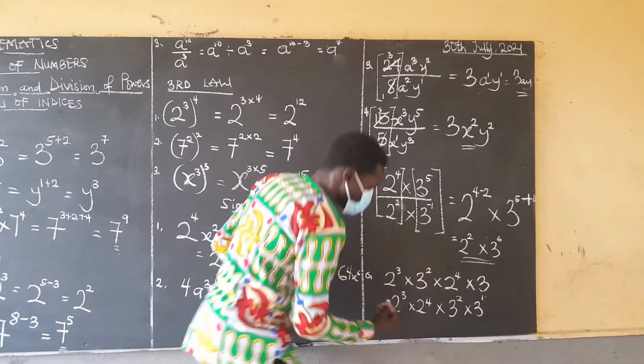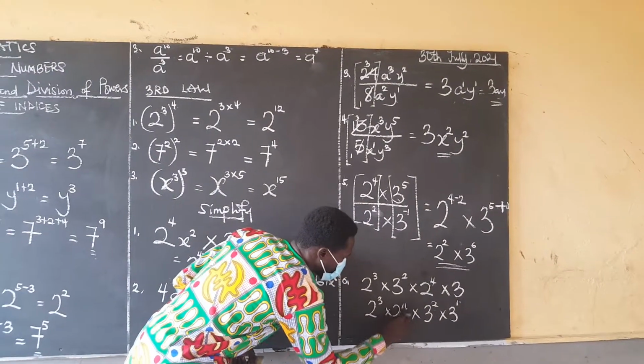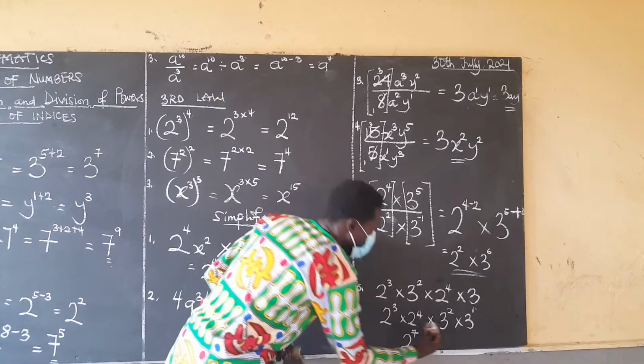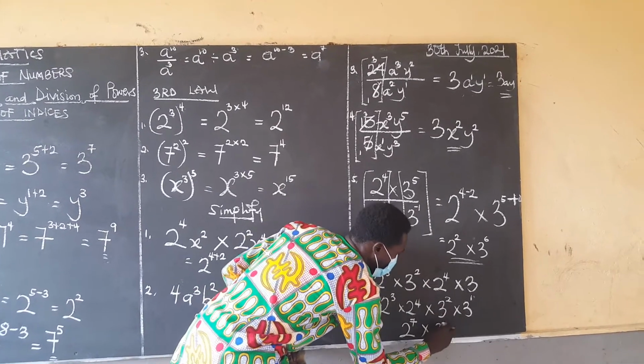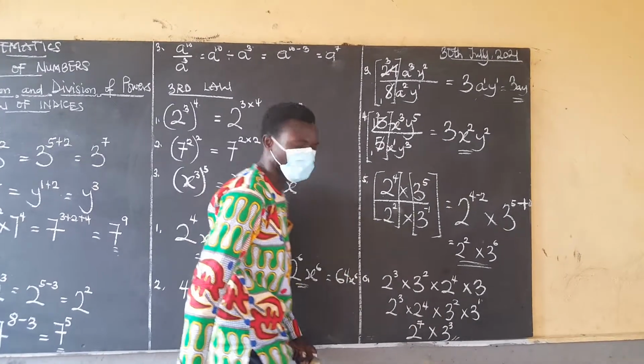So what do I do next? I'm multiplying. Bases are the same. Pick 1, add the powers to the power 7. Times. I'm multiplying. The bases are the same. Pick 1, add the powers to the power 3. And this becomes your answer.